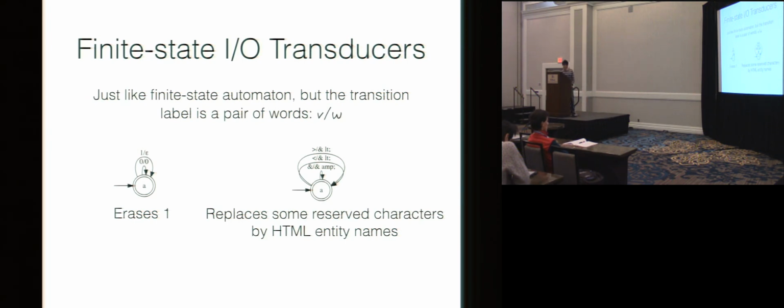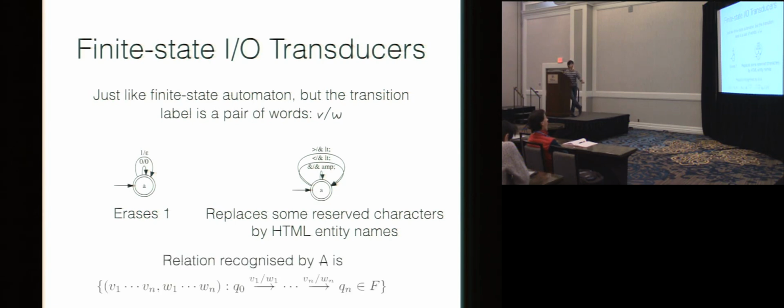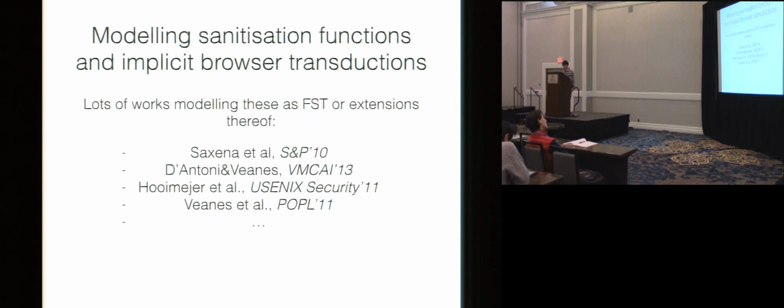And the relation that is recognized by the transducer is simply the set of input-output pairs that are recognized by the transducer. So Q0 here is the initial state, Q is the set of states, and F here is the set of final states.